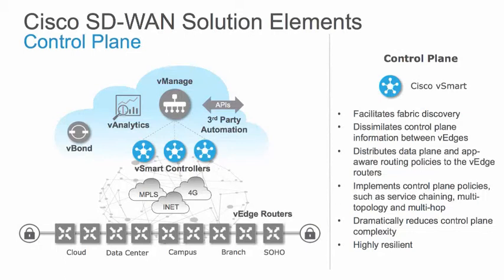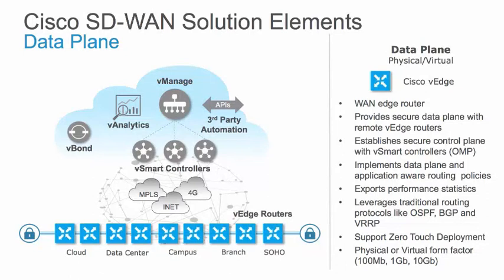The control plane in the Cisco SD-WAN solution is called the vSmart Controller. The vSmart Controller is the central brain of the solution. It facilitates fabric discovery, establishes OMP peering with all vEdges, and implements control plane policies such as service chaining, traffic engineering, and per VPN topology. It dramatically reduces complexity of the entire network. It distributes connectivity between vEdges and orchestrates secure data plane connections between all vEdges.